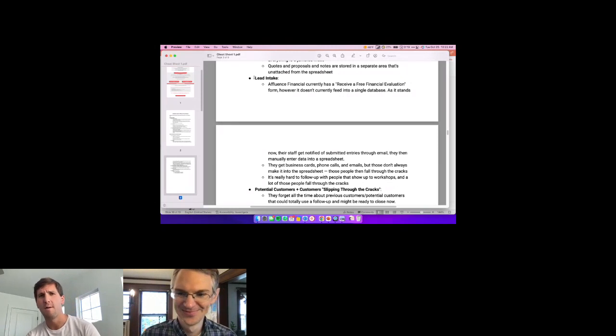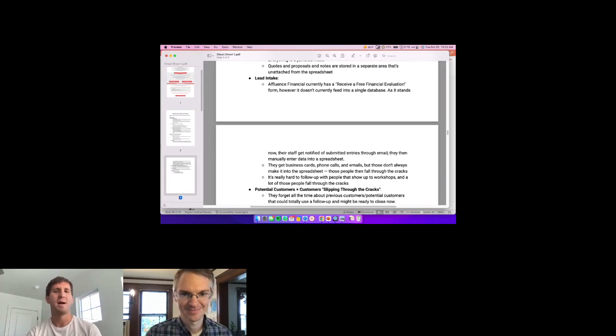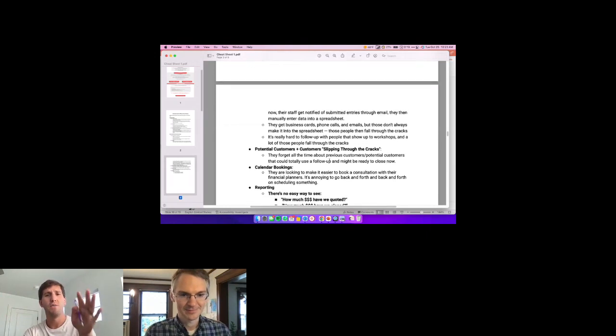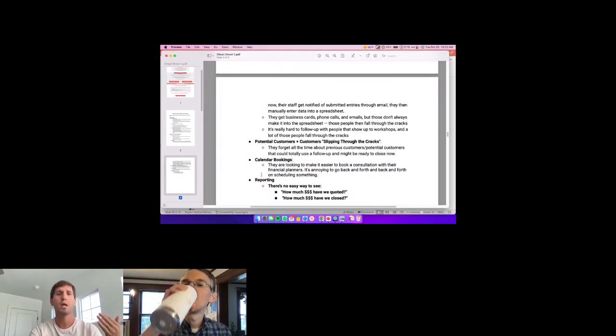We have a web form, but the web form doesn't go into a single database, and we get notified by email, but then it goes to individual reps' emails and it's all scattered. I get a business card at a Chamber of Commerce event, but how do I get it somewhere where I'm reminded to do something with it? People fall through the cracks. People come to our events, but then we never follow up with them. So that's top funnel stuff. And then, people slip through the cracks. Calendar bookings are a problem. We don't have any reporting.